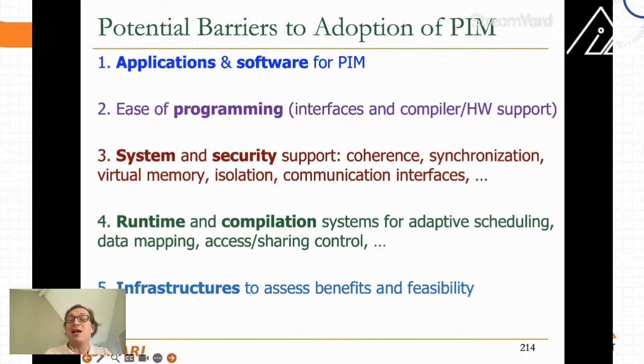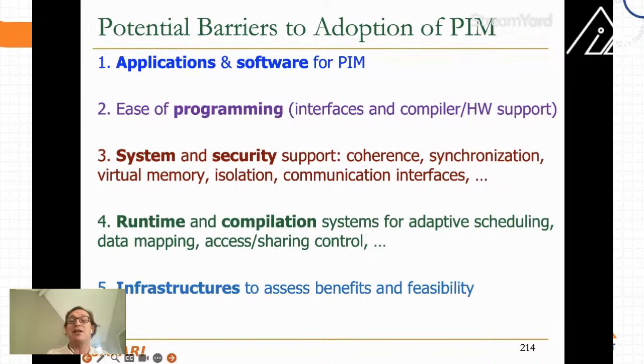System and security support. How do you handle coherence? How do you handle synchronization? How do you handle virtual memory, which is a very hairy topic? How do you handle isolation? How do we design communication interfaces? I think there are a lot of interesting things here. People are tackling this slowly, but research needs to be done more in these areas. For example, I mentioned the CXL interface, Compute Express Link. This is a very good move on the industry side to enable computation on the memory side or the storage side or any other device that uses the CXL interface. So we have movement on the industry side that is good on the communication interfaces aspect.